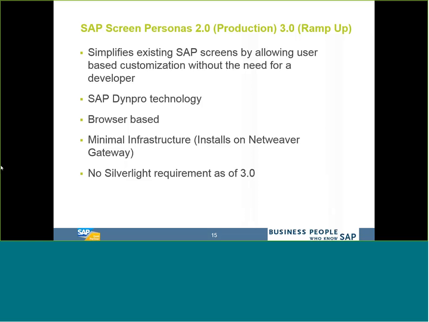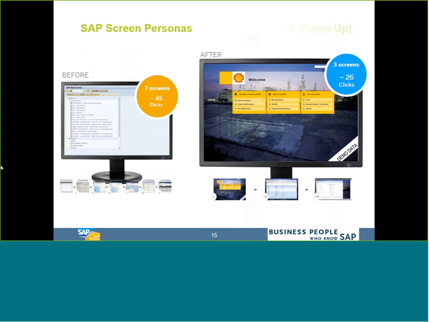It's pretty cool. Based on DynPro technology, it's browser-based, so we use Chrome. It's just a URL that you hit and log into SAP that way. So minimal infrastructure. It installs on the NetWeaver Gateway, which a lot of customers have or are getting already. And there's no Silverlight requirement as of 3.0. Right now in 2.0, we require Microsoft Silverlight for rendering. In the new version, that's been built in, so that'll help the infrastructure folks out as well.